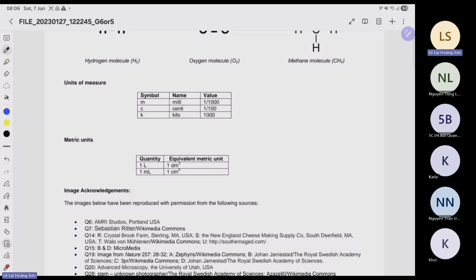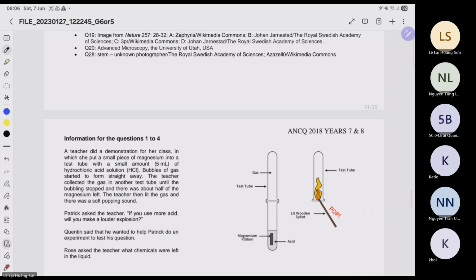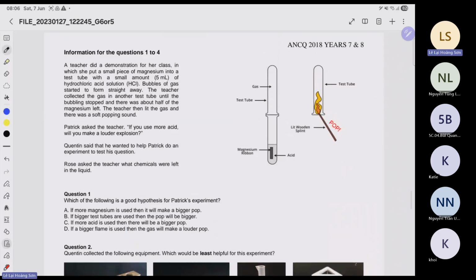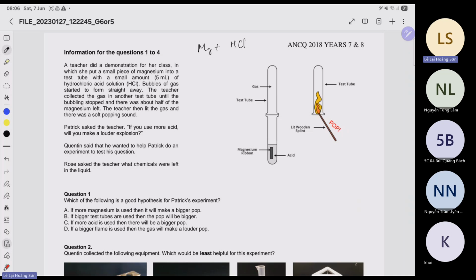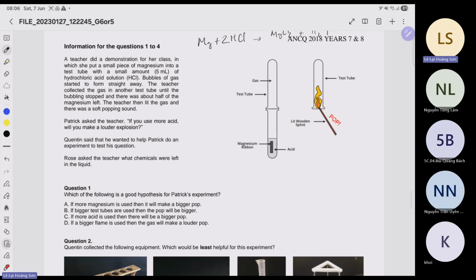All right, question number 1. Demonstrate the reaction between magnesium and hydrochloric acid. Magnesium will react with HCl. It will give you MgCl2 and hydrogen. And you have a popping sound.